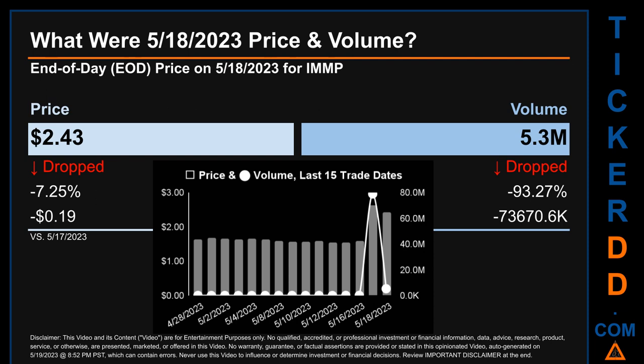73,670.6 thousand. The graph shows price and volume for the last 15 trade dates. Across a range of $1.08, the max and minimum end-of-day price were respectively 2.62 and 1.54. Volume saw a range of 79 million, from a day low of 32.7 thousand to a day high of 79 million.